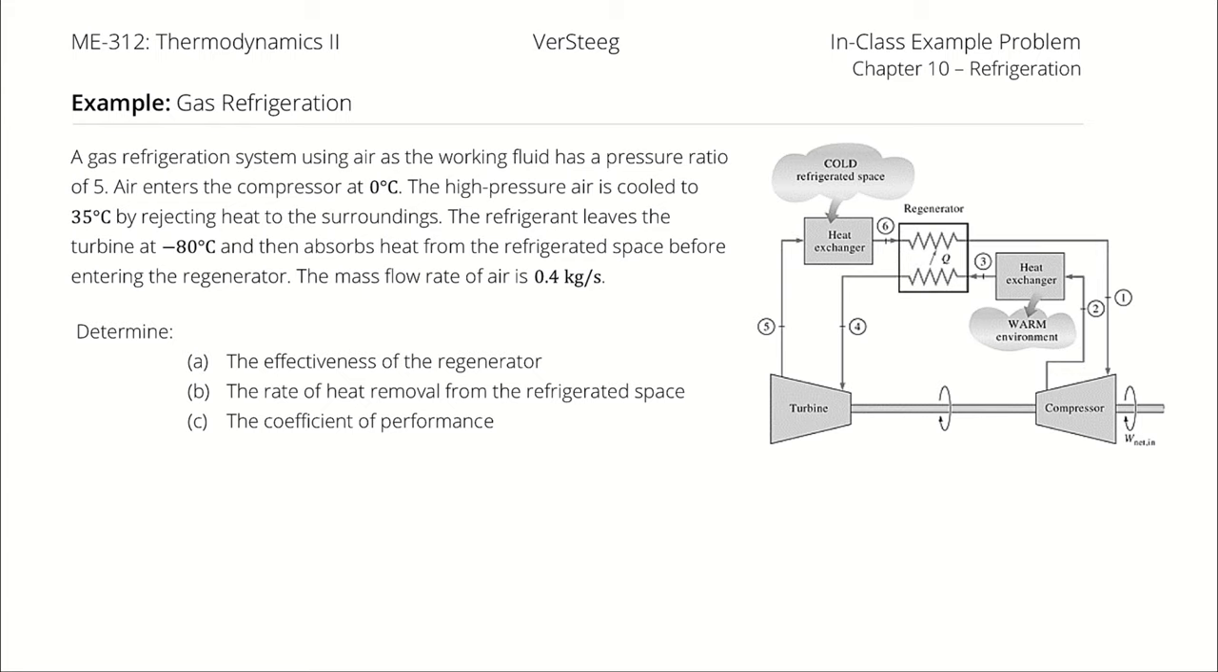The problem tells me that I have a pressure ratio of 5. That pressure ratio is going to give me the difference in pressure, or the proportion of pressure, between the high pressure side and the low pressure side.